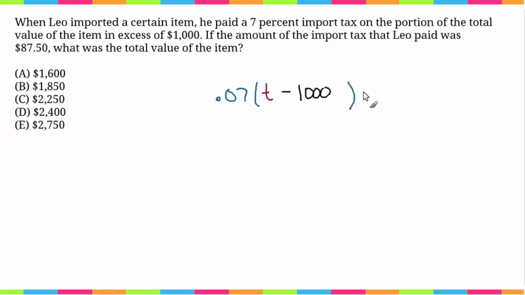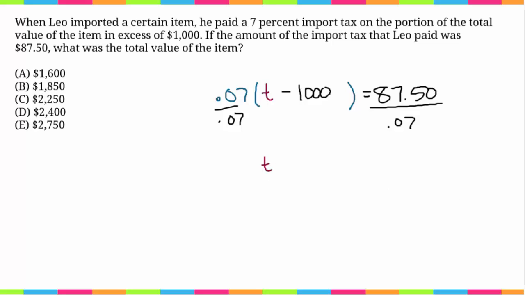So now we're going to set this equal to $87.50, which is the amount he actually paid in taxes. Now all we have to do is just solve for this T, and that will give us the total value of the item. So going from there, we're going to go ahead and divide by this 0.07 on both sides. And I will note that you could distribute this, but that's going to take a lot more math and it's going to take you a lot longer. And since with the GMAT, of course, you have to focus on your time, I would recommend dividing this first.